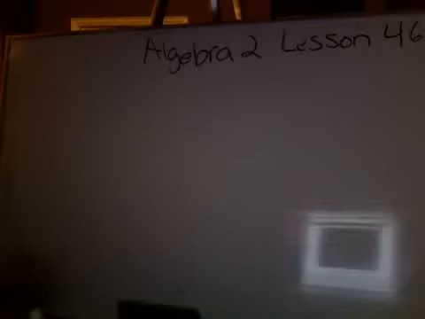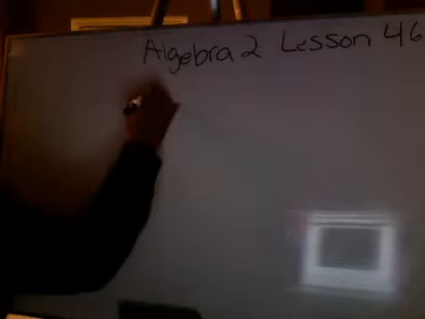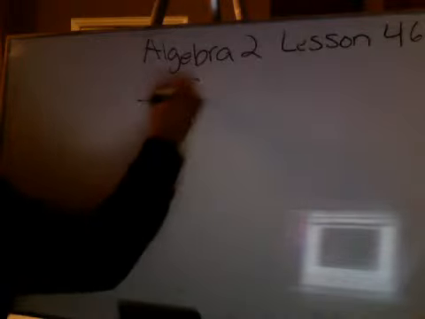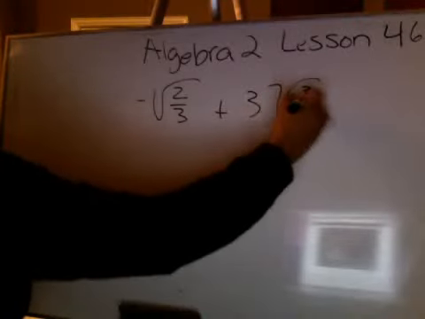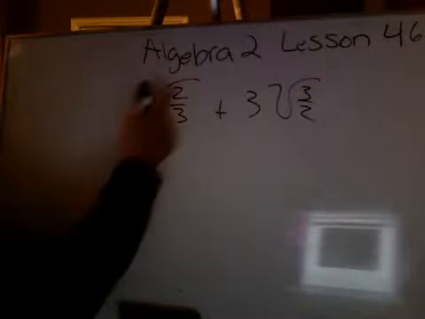Okay, this is lesson 46, Algebra 2, and we're talking about more rational fractions and exponents. Well, let's just dig right into it. Negative 2 square root of 2 over 3 plus 3 square root of 3 over 2. First thing we do is we want to separate them.